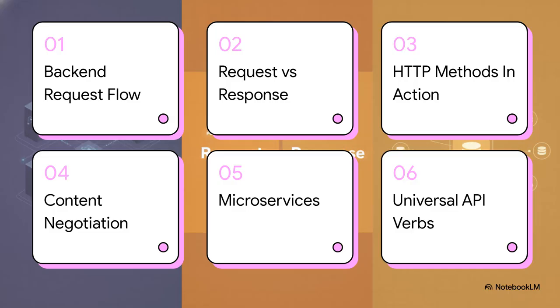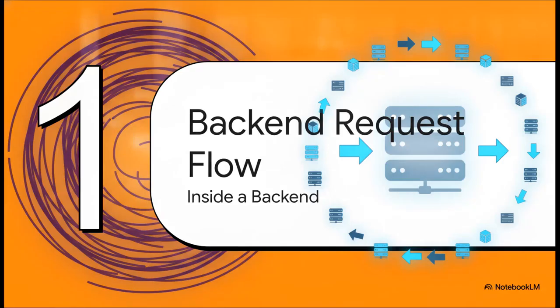So here's our roadmap for this architectural journey. We're going to cover the backend request flow, request versus response, HTTP methods in action, content negotiation explained, multi-service ecosystems, and finally, universal API verbs. Starting off with Section 1, the backend request flow.